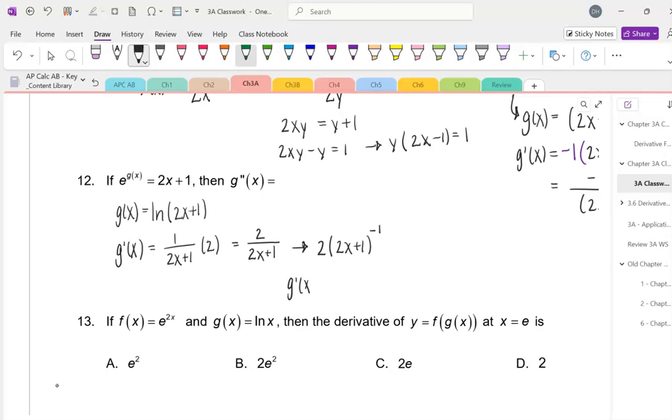and then I can go ahead and take a second derivative. So it's negative 2, and then to the power of negative 2 when we subtract 1. Multiplied by the 2. So really, we have negative 4 divided by 2x plus 1 squared.